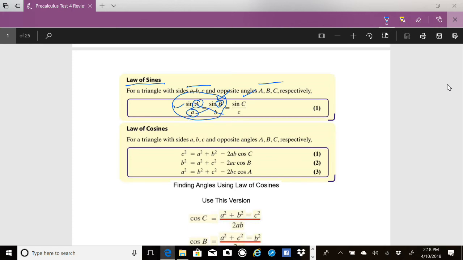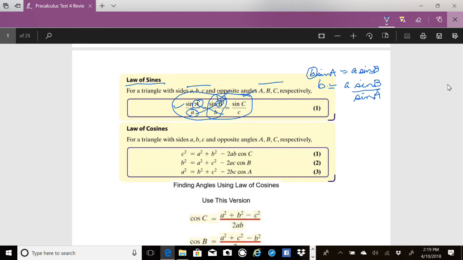For instance, if you cross multiply, you get B sine of A equals A sine of B. And if you need to solve for B and have all the other variables, B is equal to A sine of capital B over sine of capital A. Similarly, looking at all the other equations, depending on what sides and angles are given, if you have three of the variables and just one unknown, you can always solve for the other unknown.